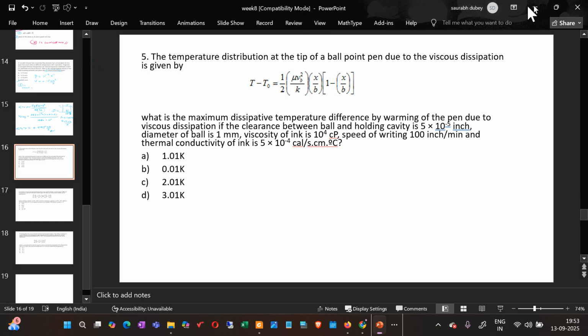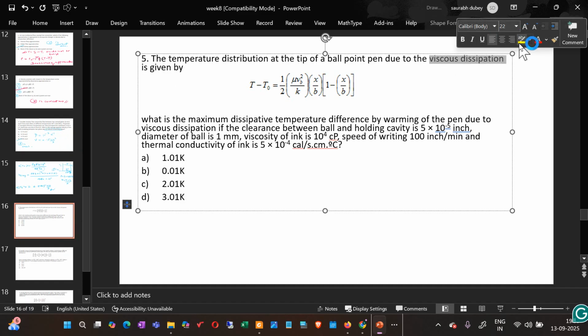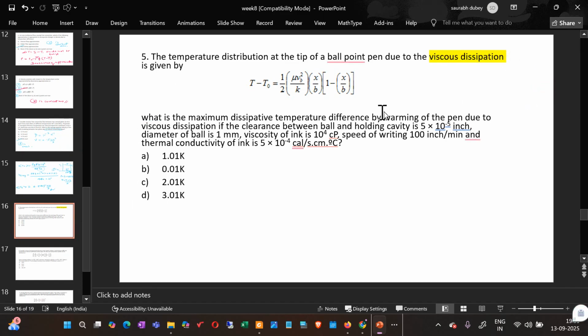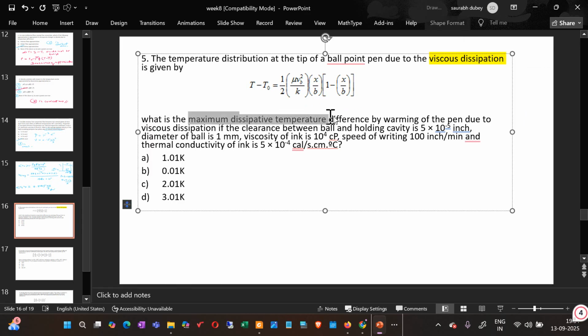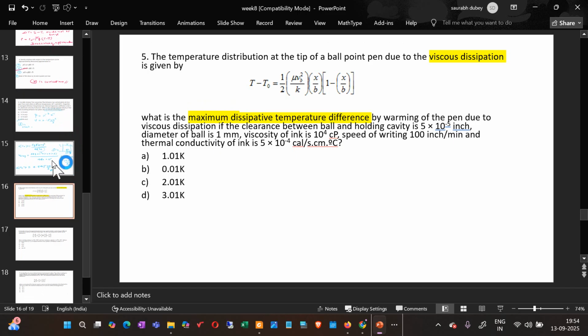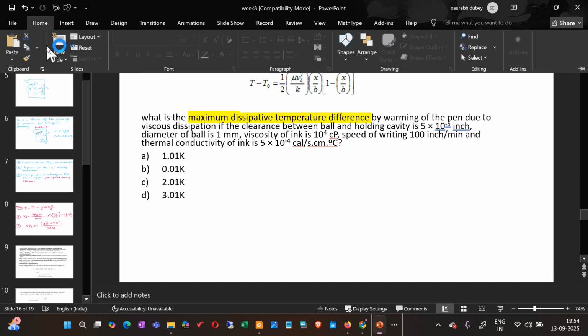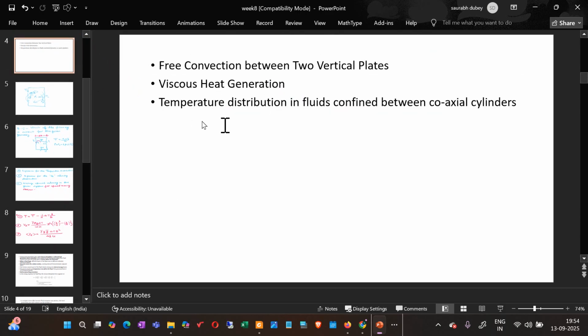So let me just tell you something about viscous dissipation, because this is here in the problem, and what is the main meaning of this, and why this viscous dissipation will lead to the maximum dissipative temperature difference between the clearance and the holding. Okay, so let's see first the basic of viscous dissipation. What is it? So this was the part of the second week, second lecture of the week, which is viscous heat generation.